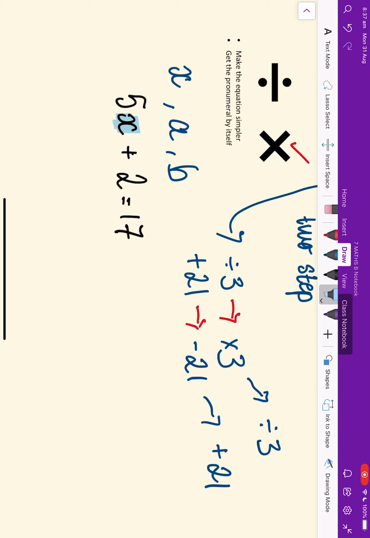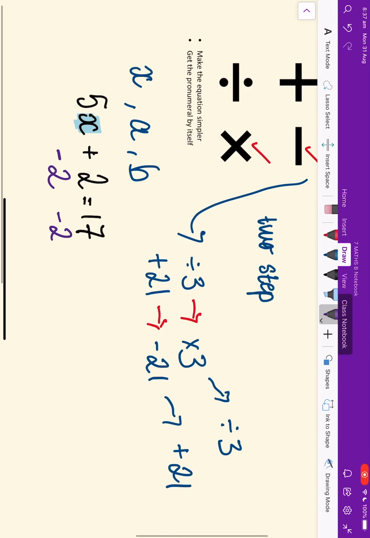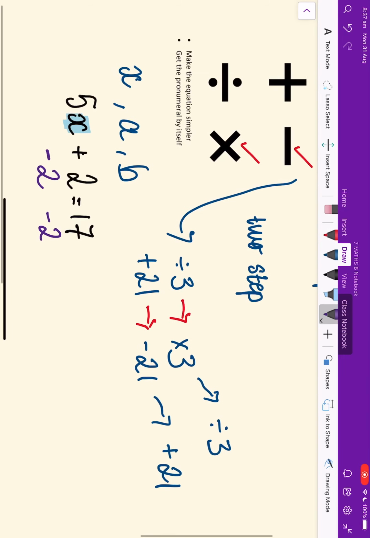Right now you can see this little x is here. We actually want to get this x by itself, so we're going to do opposite operations such as taking 2 away. Remember, equations are equal statements on each side of the equal sign, so we have to do it to both sides. Now, I'm not going to finish this one. I'm just showing you for this sake, and then I'm going to show you some more examples.